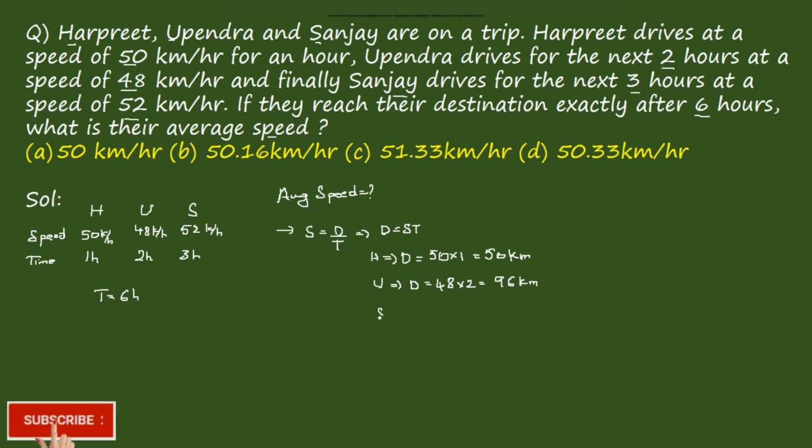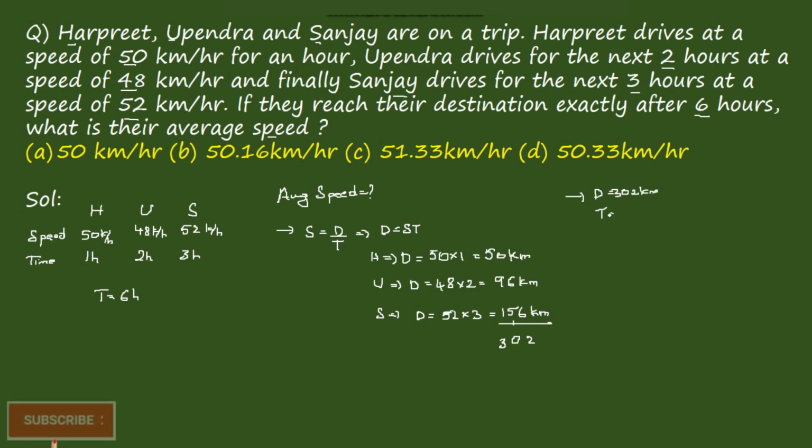Again, for Sanjay, find the distance. He is traveling at 52 kilometers per hour for a time of 3 hours, which is equal to 156 kilometers. So the total distance we have to find: just add it up. We get the total distance is equal to 302 kilometers.